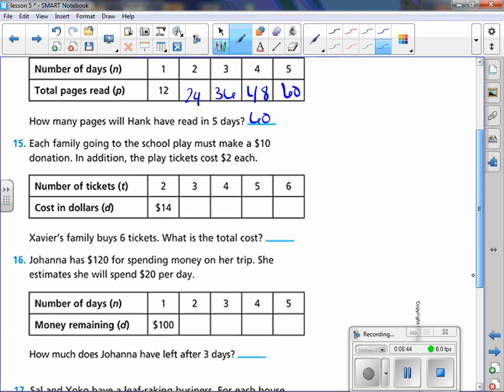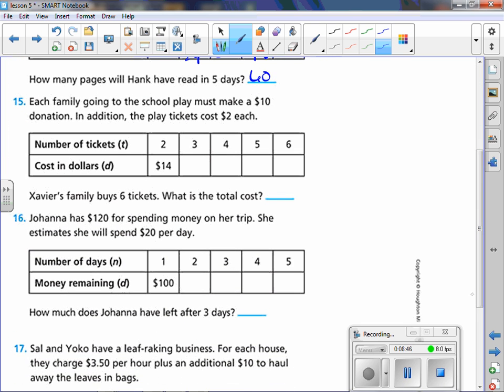Each family going to the school play must make a $10 donation. In addition, the play tickets cost $2 each. So if they buy 6 tickets, so it's like 10 up front, right? Plus 2 for each person. Okay, so this is 10 up front and 2 times 3. So that's 16. 10 up front, 10 plus 4 times 2 is 8, so 18. 10 up front plus 10 is 20. Okay, 10 up front plus 2 times 12 is 22.